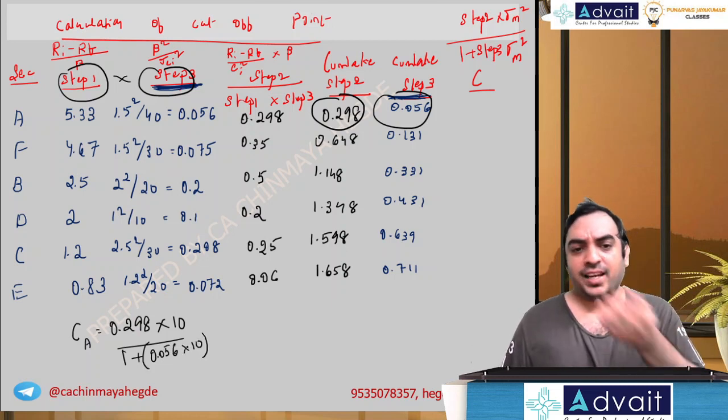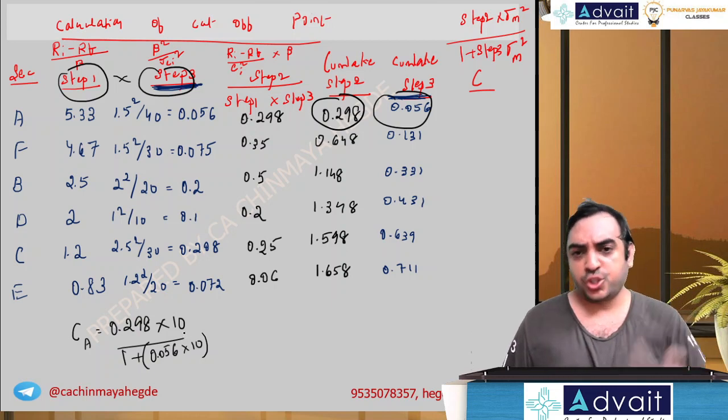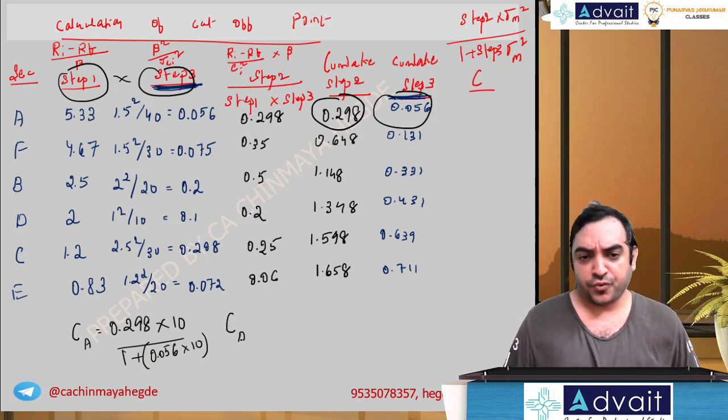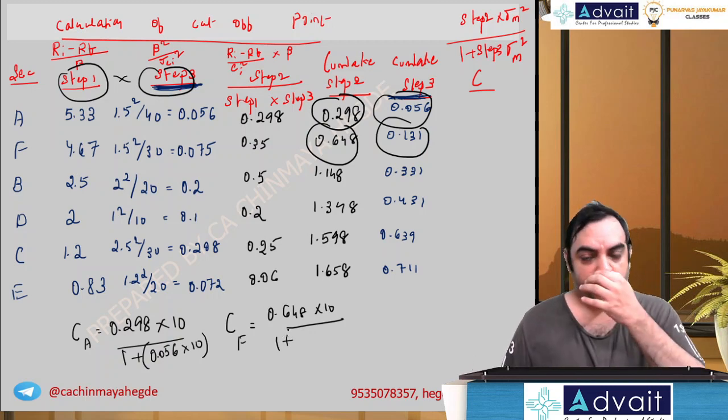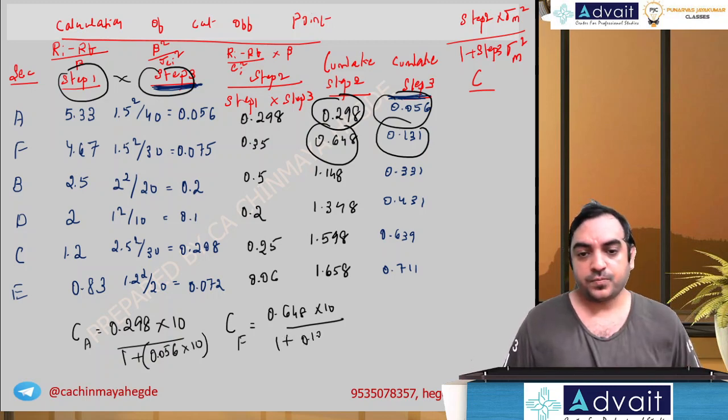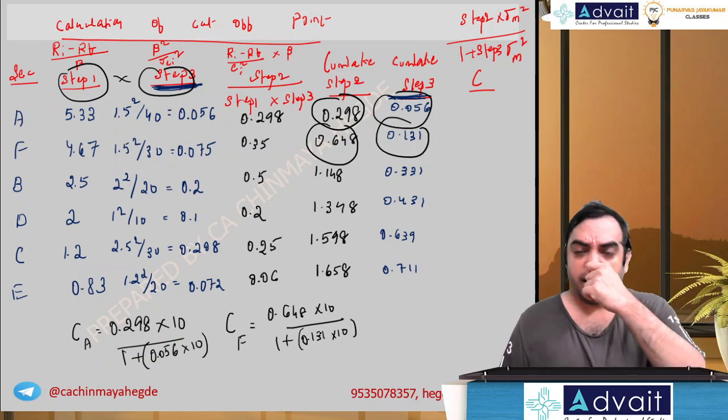You need not show calculation like this, but you can show if you want. I'll show you for 2 securities; if you want, you can show for more. A is done. For F also I'll show: 0.648 multiplied by 10 divided by 1 plus 0.131 into 10. Like that you can calculate for each security.